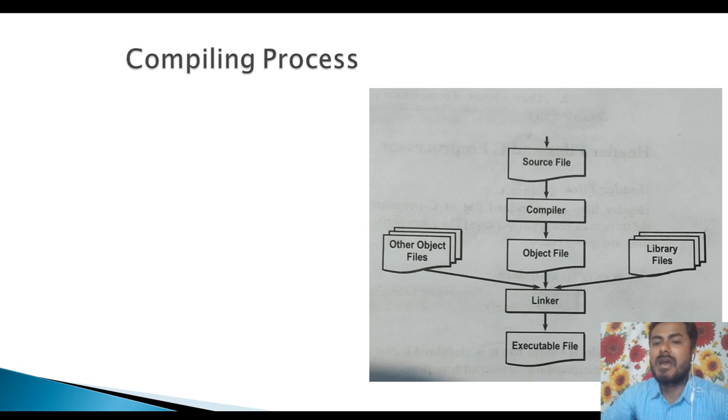Then the compiler is used to compile the program written in high level language into machine level language that can be understood by the computer itself. As the figure implies, the source file is converted by the compiler into an object file, and through the linker, other object files and library files are linked with our object file, and it forms an executable file which can be run in our computer system, which is in binary format.